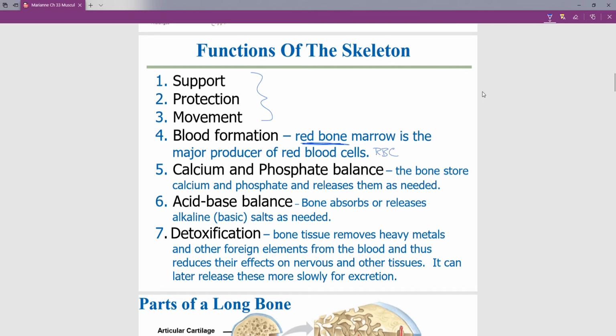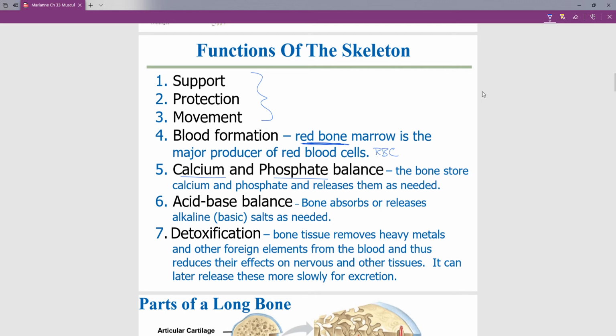Another key job that you might not think of immediately with your skeleton as a function, it helps maintain homeostasis in a few different ways. So it's going to help maintain the balance of calcium and phosphate in your body, basically being a bit of a store for those or a source of them. And so basically your body can kind of suck up or release calcium and phosphate as needed to keep that in check in your body.